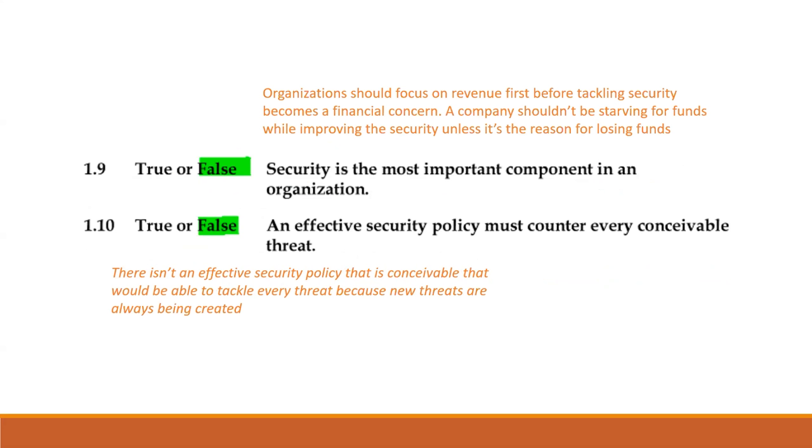There you go. Okay. So for question 1.9, it asks, security is the most important component of the system or part of the organization. This question is a little bit more debatable, but what we collectively said is false. My reasoning is that organizations need to be focusing on keeping the organization up and running. So revenue is an important aspect to an organization's long-term functionality, while security at that point might not be beneficial to improving on yet, but only until there's a reasoning to improve security to improve funds.